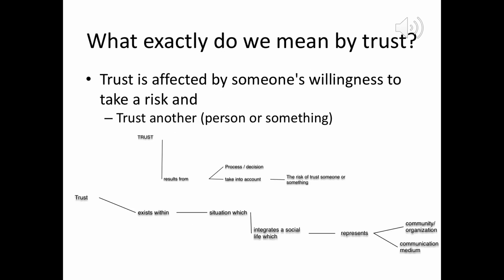What exactly do we mean by trust? Trust is affected by someone's willingness to take a risk to trust another person. For example, trust results from a process or a decision that takes into account the risks of trusting someone or something, like a computer. Trust exists within a situation, as I said before, and integrates a social status or social life. So it needs to be represented within a community, organization, or within a communication medium.